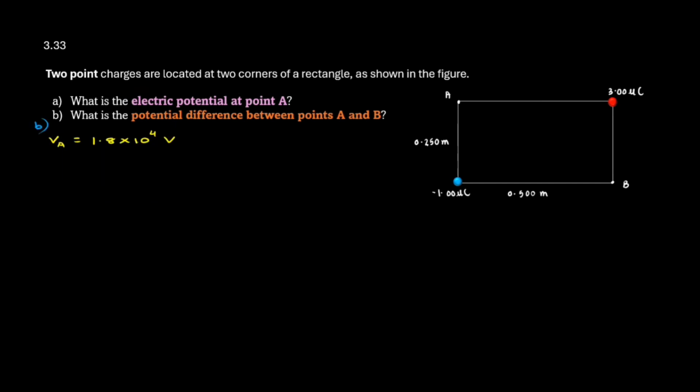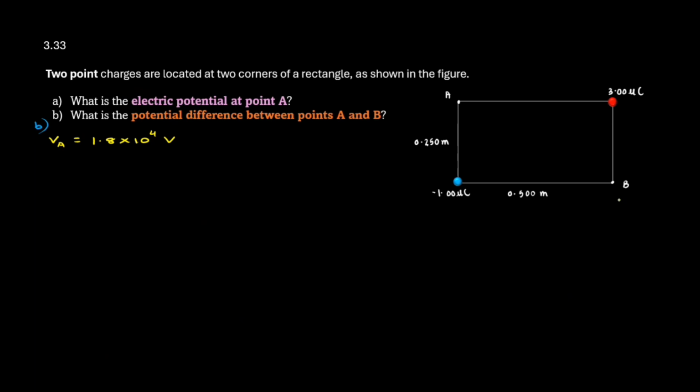Now let's solve for part B. In part B, we need to find what is the potential difference between point A and B. If I want to find potential difference between point A and B, I need to know what is potential at A and what is potential at B. We already found potential at A while solving part A of the question. So now we will first find what is potential at point B and then take their difference.